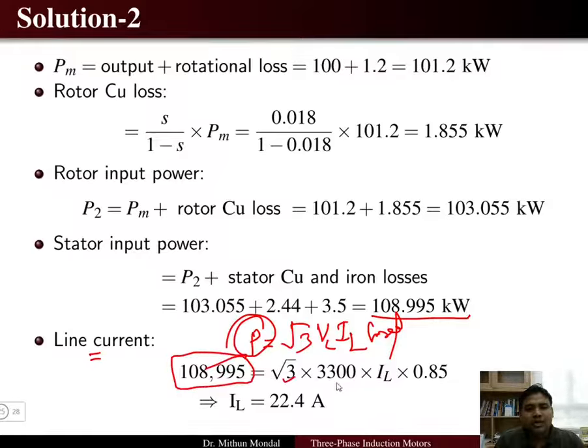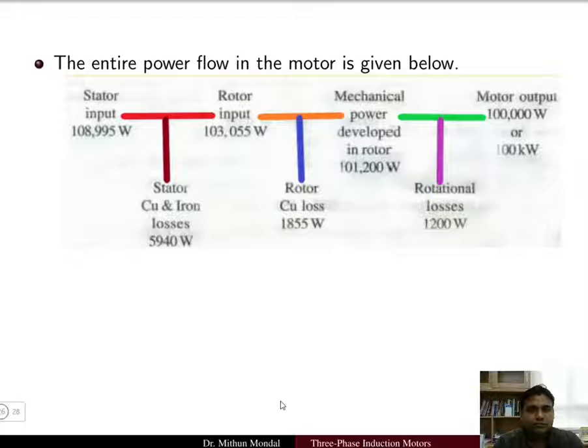So root 3 times the line voltage, we have 3300. Line current we have to find, and the power factor is 0.85. So we find the line current to be 22.4 ampere. Now the entire flow in the motor is as such.